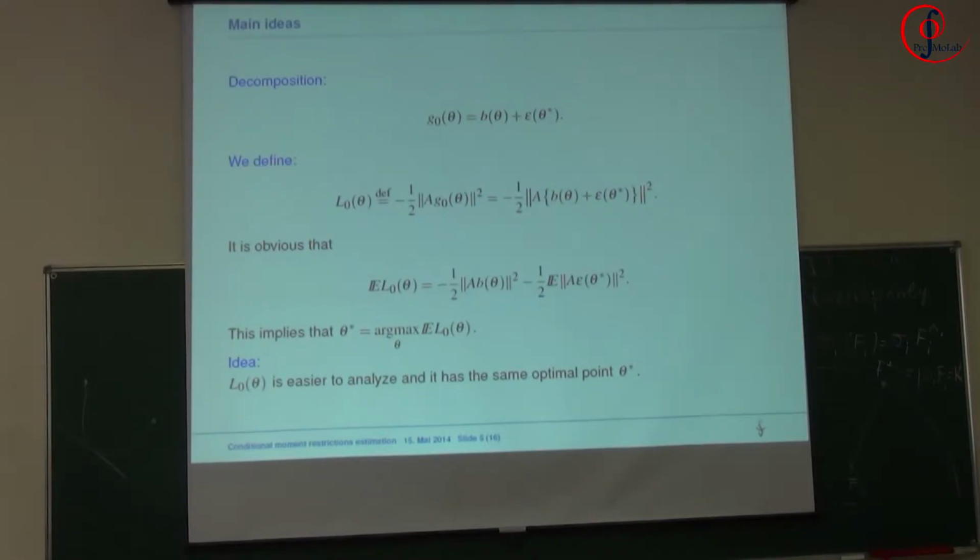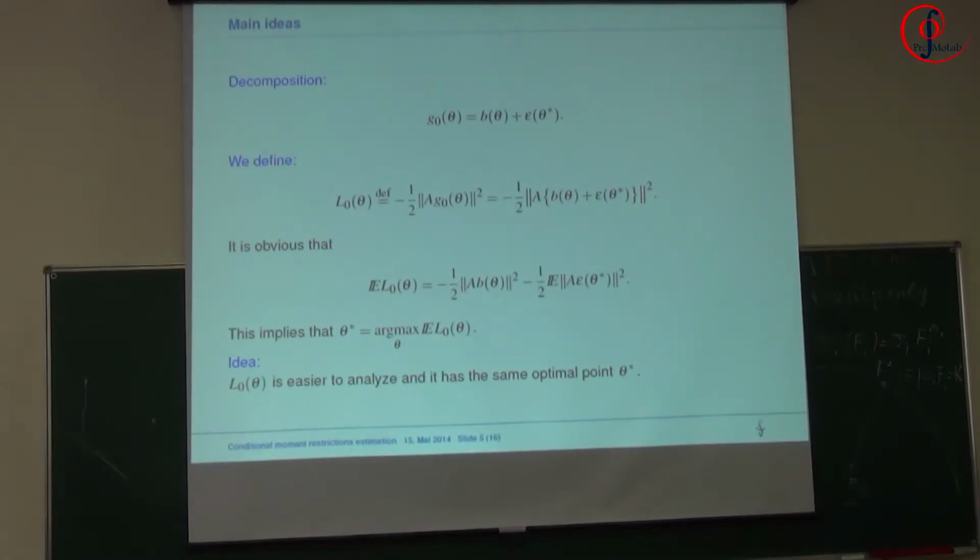And one can show that this kind of simplified problem has the same optimal point. So we are moving from a lot of points from the stochastic part, so all our vicinity. And we finally arrived at a simpler problem with the same optimal point, or true point, theta star.